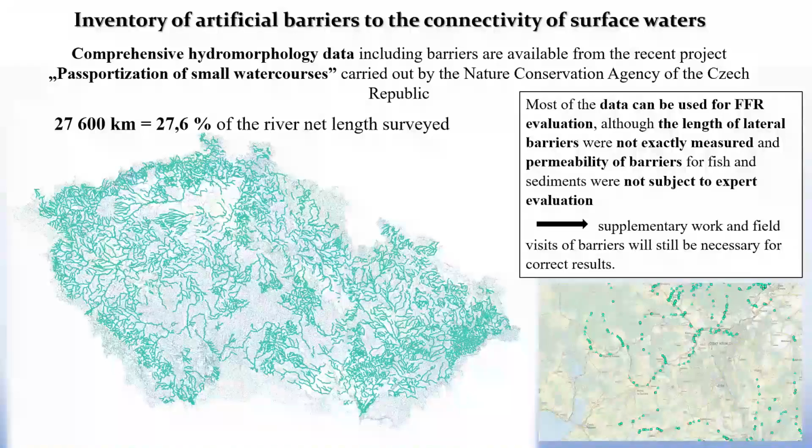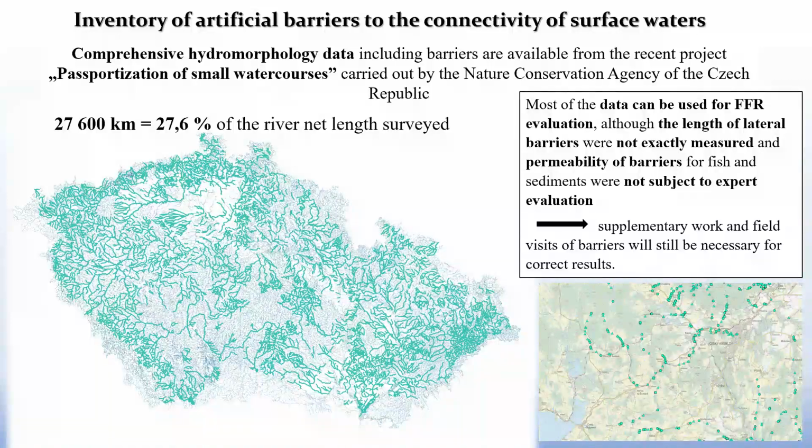Despite these troubles, we've got one project carried out by the Nature Conservation Agency of the Czech Republic. It's called Passportization of Small Watercourses, and from that project we've got quite comprehensive hydromorphology data, including barriers, and they surveyed about 27.5% of total river length. They were mostly smaller rivers and brooks.